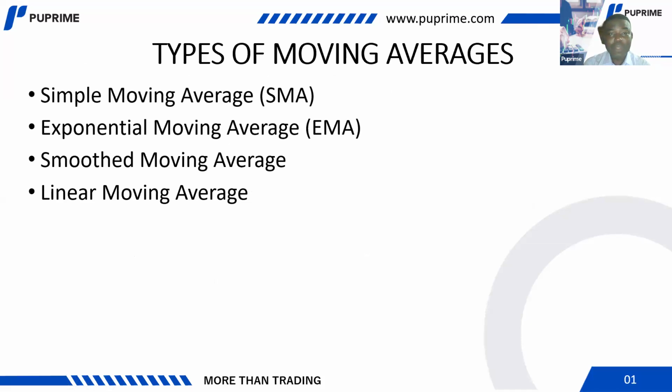Now, there are generally 4 types of moving averages. We have the simple moving average, which is called the SMA, the exponential moving average, which is called the EMA, the smoothed moving average, just called smoothed, and the linear moving average. I'll say that again. 4 types of moving averages: simple moving average called SMA, exponential moving average called EMA, the smoothed moving average, and the linear moving average.